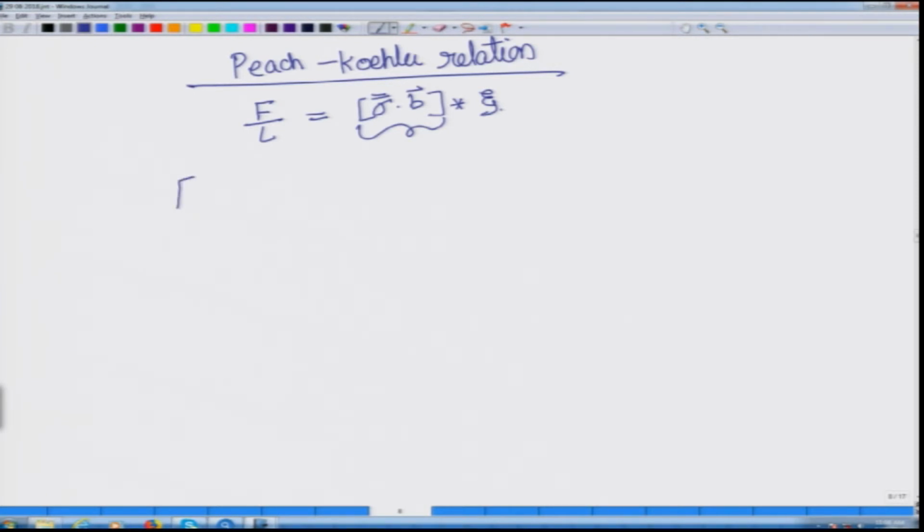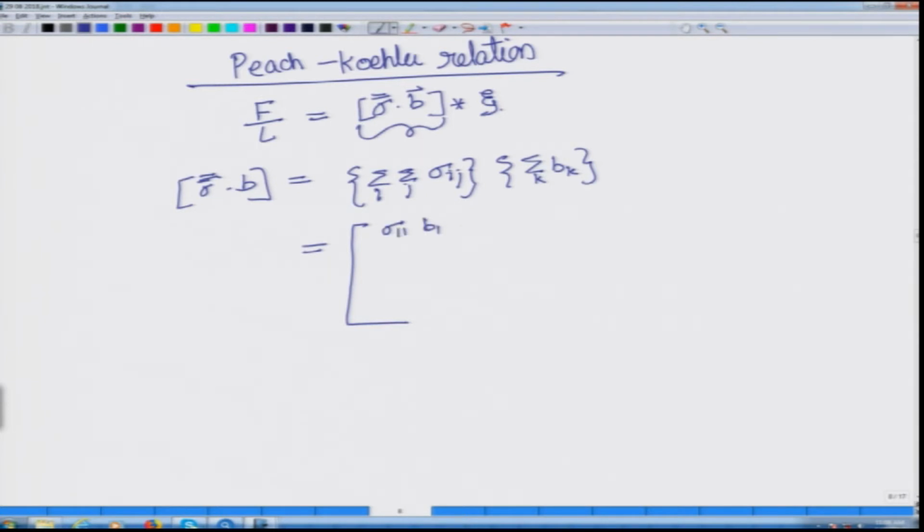So, first let us look at the expansion for sigma dot b. This can be, in a summarized way, written like this. Which will expand to like this. So, you can see that this is sigma i j into b j, k. So, we are looking at it in those forms.